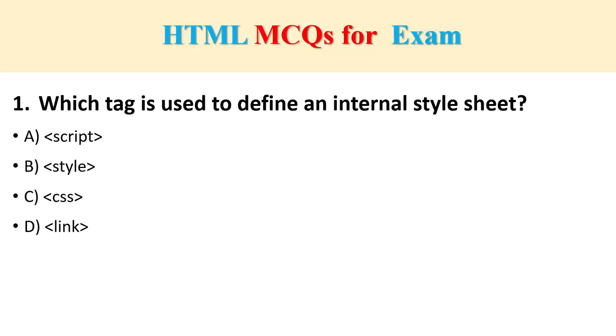Let's see each question one by one. The first question, which tag is used to define an internal style sheet in HTML? In HTML, there are three types of styles: internal, external, and inline. To define an internal style sheet, we use the style tag. B is the correct answer.